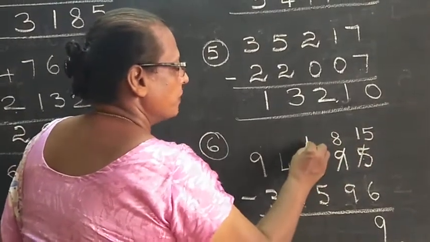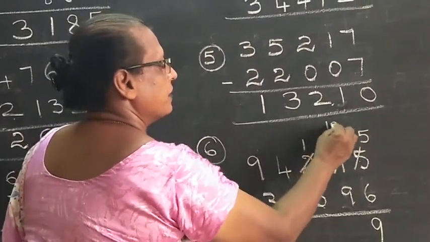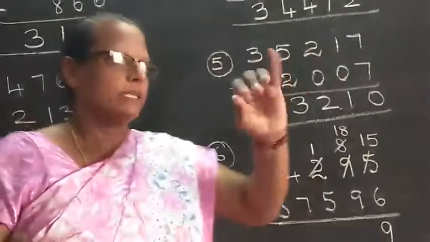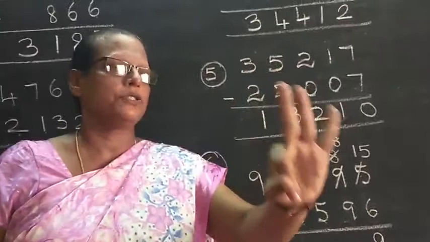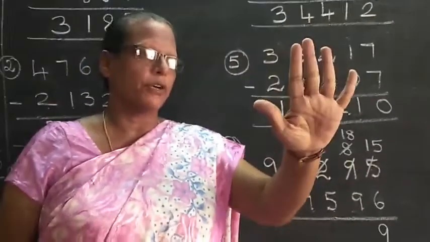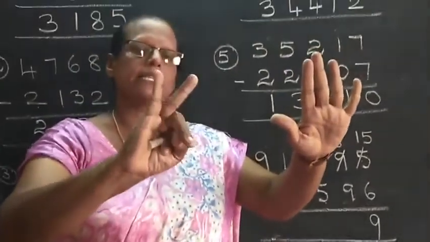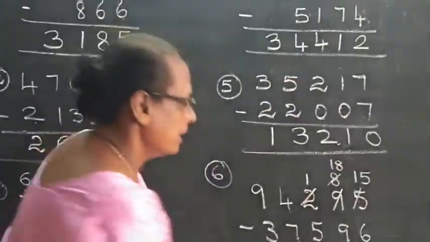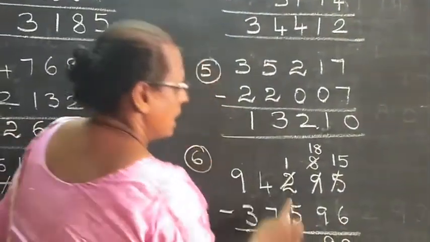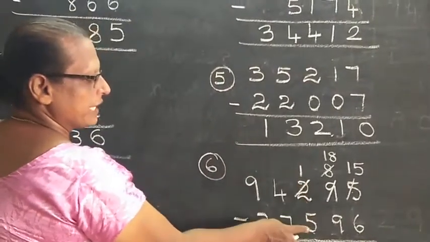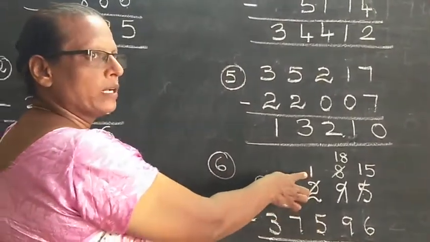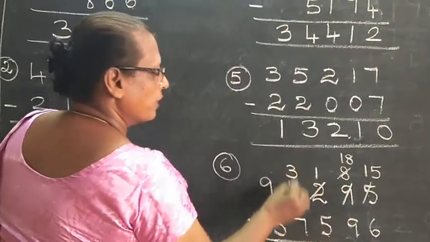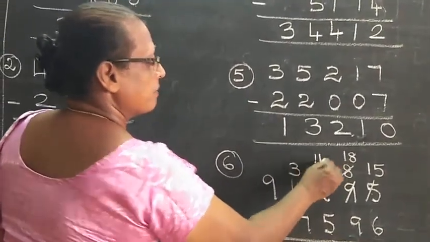So this 2 will become 1 and this 8 will become 18. So after 9 you count up to 18. After 9, 10, 11, 12, 13, 14, 15, 16, 17, 18. So what's the answer, children? 9. And can you count, children, after 5? Can you count up to 1? No. So you have to borrow from this 4. 4 will become 3 and this 1 will become 11.